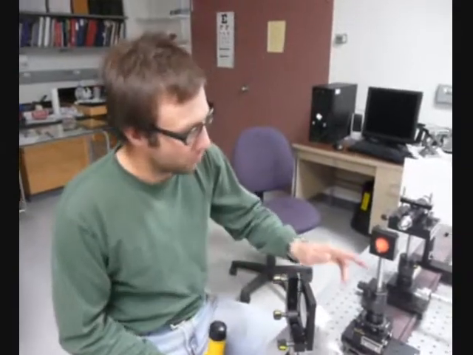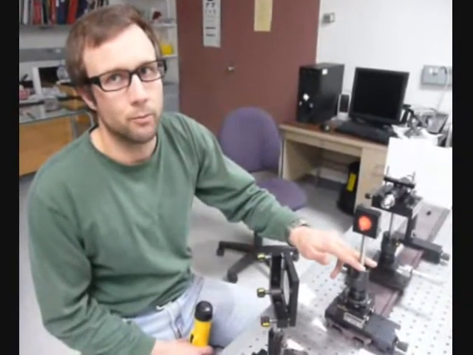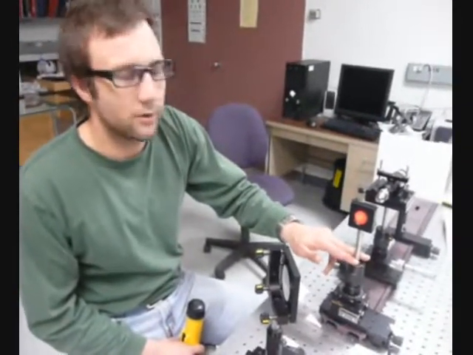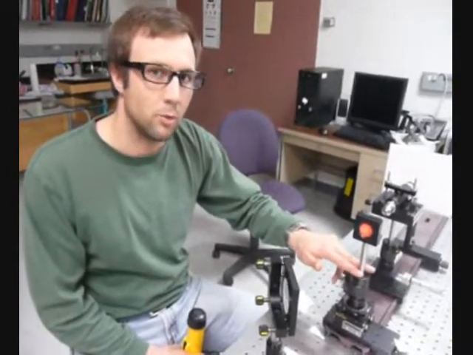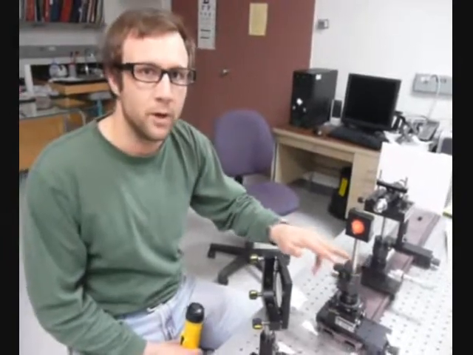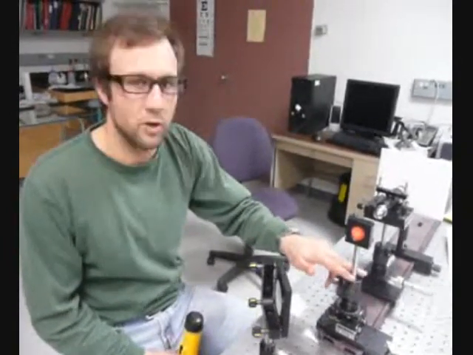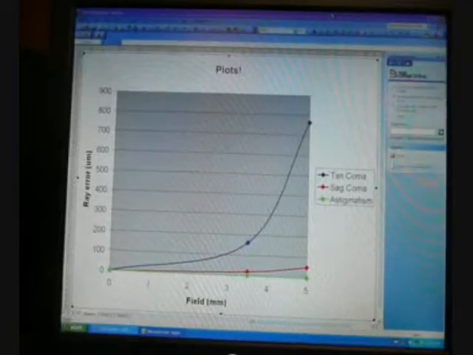After measuring the astigmatism, we did different field angles. So we actually measured astigmatism and coma at 5 millimeters off axis, 3.5 millimeters off axis, and 0 millimeters off axis. At 3.5 millimeters off axis, we showed that the coma was less than it was at 5 millimeters, and we also showed that the astigmatism still remained 0. And at 0 millimeters off axis, we showed that we had no coma and astigmatism.